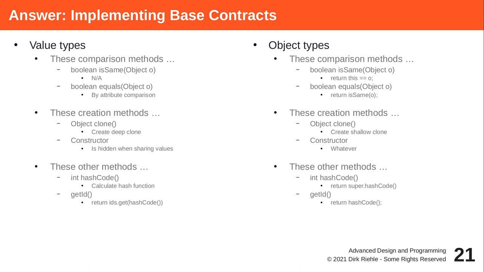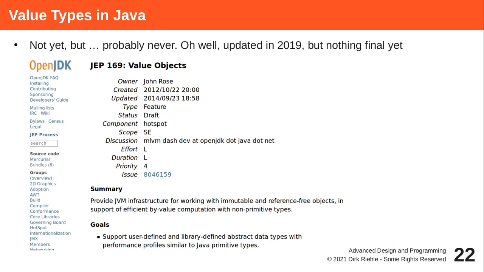Hash code for value types, well, that's just the basic hash function. But for two equal values, it should generate the same hash. If you want to give the value an ID for whatever purpose, there's always some technical purpose that kind of violates the domain modeling, but so be it. Well, just use the hash code to identify the value object. And for the object types, you just use the hash code either from the superclass, which usually is the memory pointer, the reference in memory, and for the IDs, you can use the hash code right away.